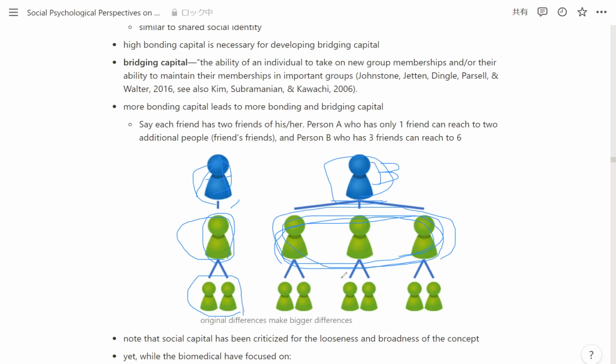And furthermore, because person B has 3 friends and each of his or her friends has 2 more friends, this means that person B could expand his or her bonding capital to 6 additional people. So you could say that person B's bridging capital is much higher than person A's. So these were the bridging and bonding capital.